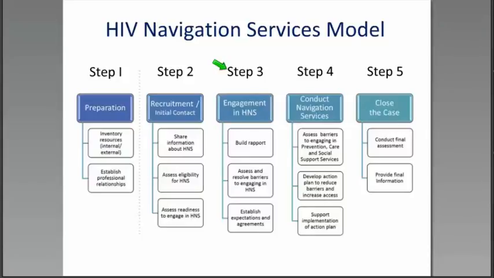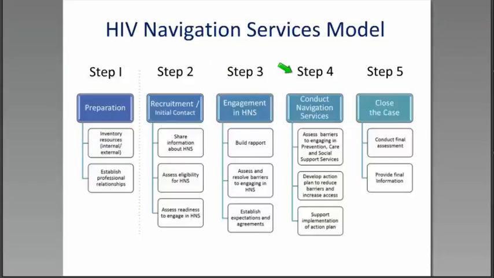And the last activity in this particular step is establishing expectations and agreements. We want to make sure that the client is aware of what our role with them is, what resources we can provide, as well as our limitations. We don't want to create expectations in the clients that we're not going to be able to meet.